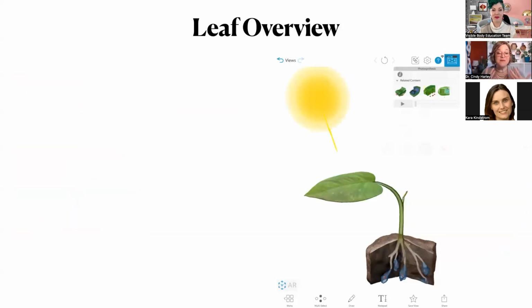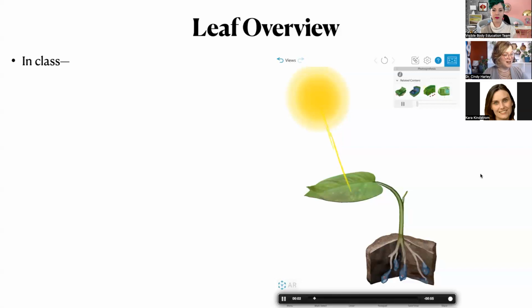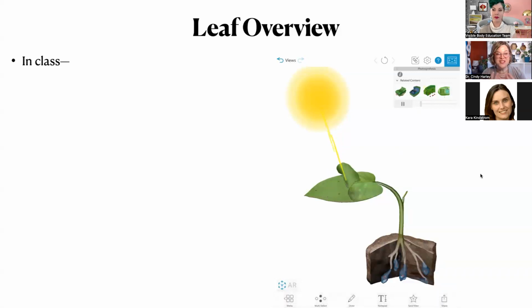So I'm going to start with this first model, which is an overview of a leaf. Now we're zoomed out way far. We're going to look at what's happening in this leaf, and we're going to talk about what happens here. These are literally videos, me recording what's going on in the app.